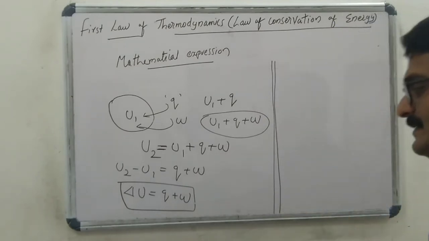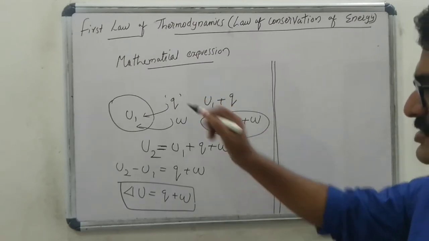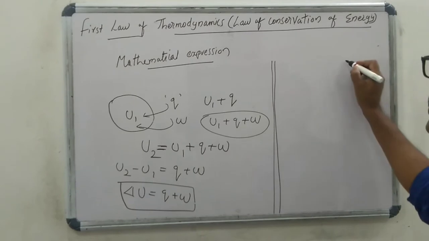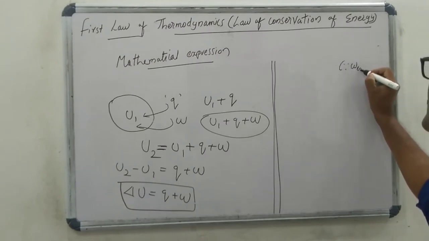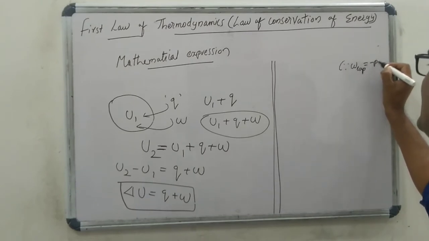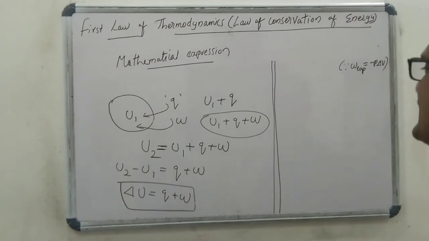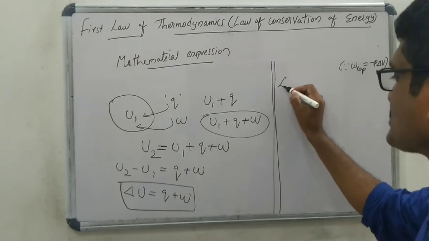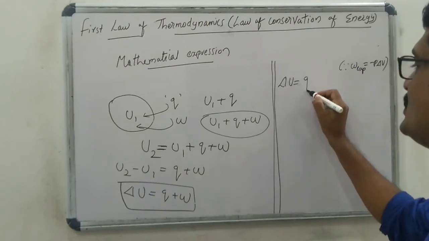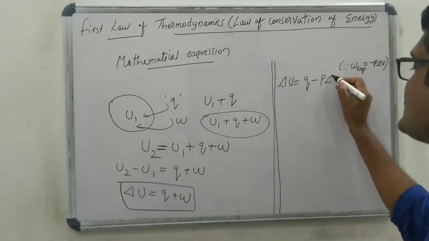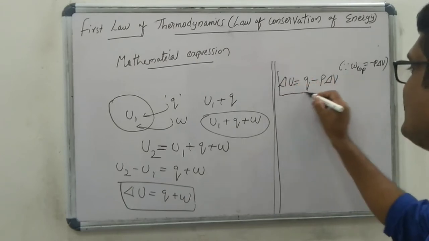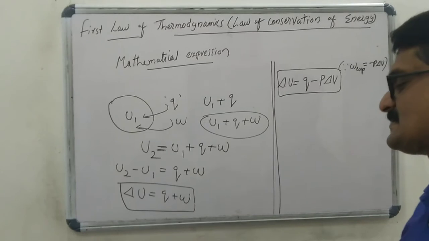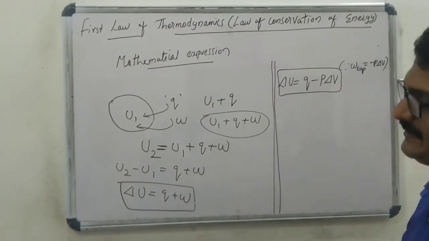Please listen. If this system involves only expansion work, we know expansion work equal to what? Minus P delta V. Expansion work equal to minus P delta V. Then this equation becomes delta U equal to Q minus P delta V. Yes, delta U is equal to Q minus P delta V.